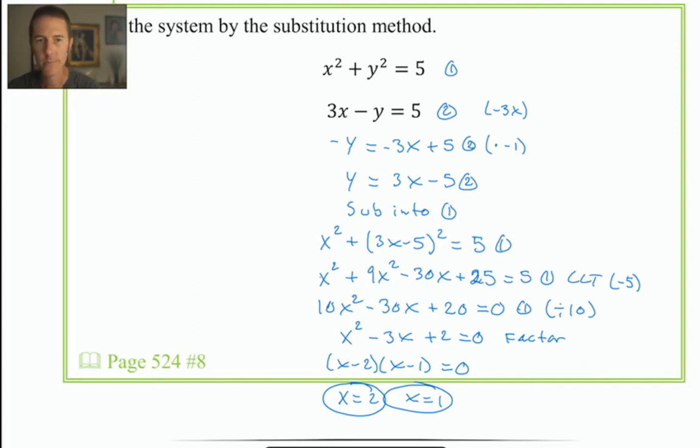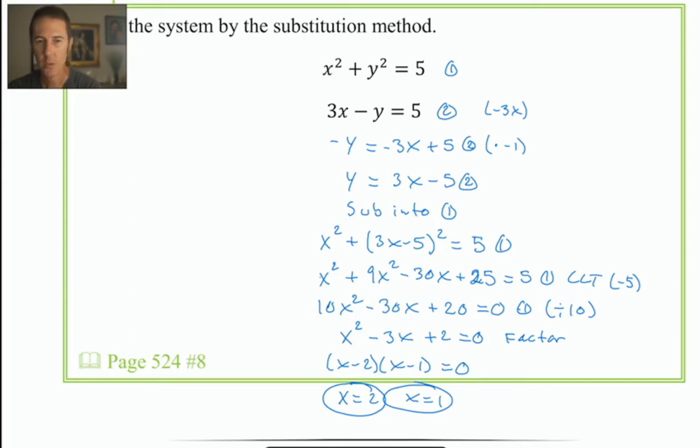Now, how do I choose what to do? Something you might consider doing is going into a graphing utility, in particular an online utility like Desmos.com, because you could type these 2 equations in exactly as they appear and see what you're going to run into. Equation number 1 is the equation of a circle centered at the origin with a radius of square root of 5. And equation number 2 is a line.